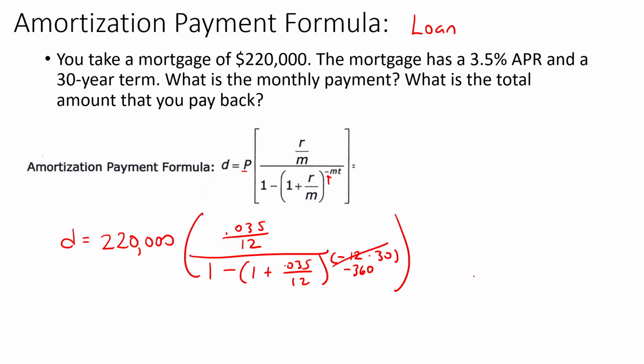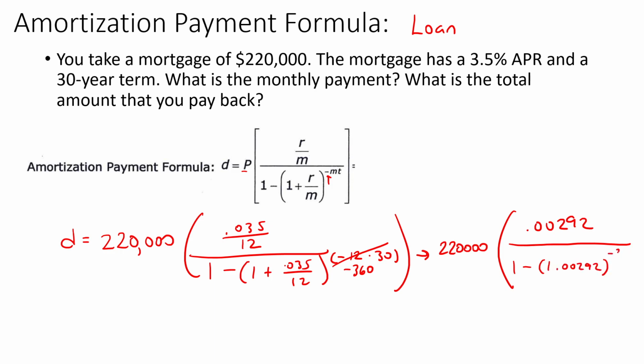All right, again, I will calculate the top, and you may want to pause and try this yourself at this point. Okay, so 0.035 divided by 12, I get 0.00292. And so it's going to be 1 minus 1.00292 to the negative 360.